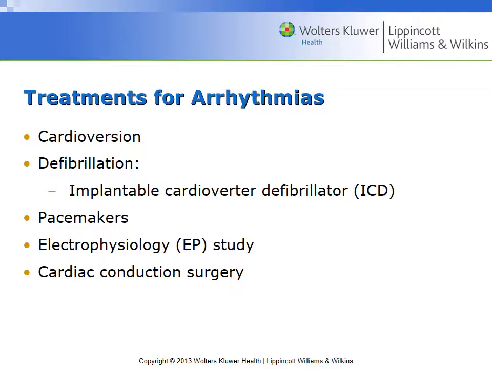I have a PowerPoint that will discuss the differences in that. Defibrillation can also be done by an implantable cardioverter defibrillator. Patients often need a pacemaker. We'll discuss those. Electrophysiology or EP studies and cardiac conduction surgeries.